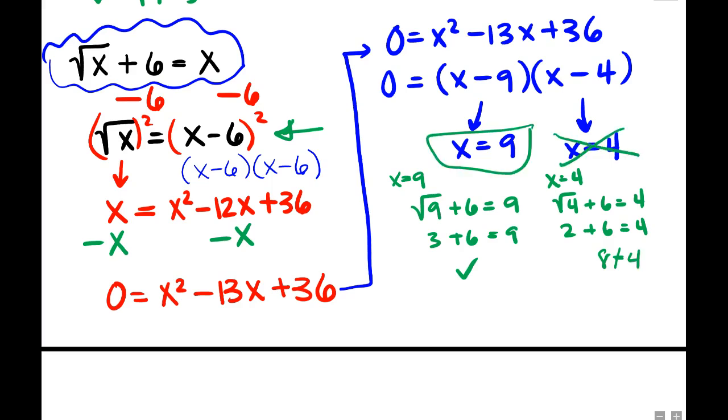And again, you can actually see where the problem was. If this had been a negative 2, this would have worked out perfectly. But since our principal square root is always positive, this doesn't work out, and that's why we have our extraneous solution, or our problem. All right?